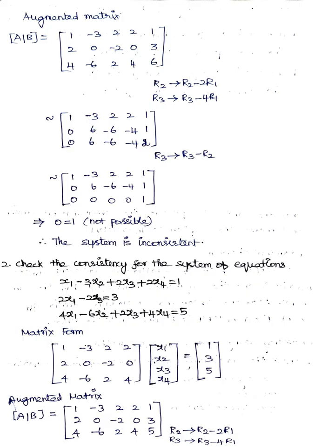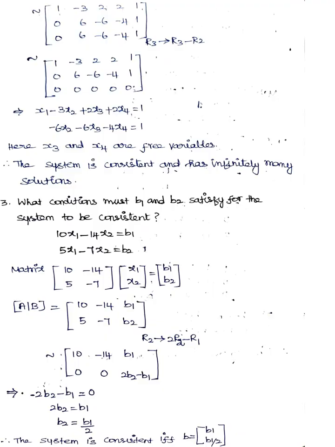Okay. After consistency, find the values of the four unknowns x, y, z and w. Now the second problem is x1 minus 3x2 plus 2x3 plus 2x4 is equal to 1. 2x1 minus 2x3 is equal to 3. 4x1 minus 6x2 plus 2x3 plus 4x4 is equal to 5.